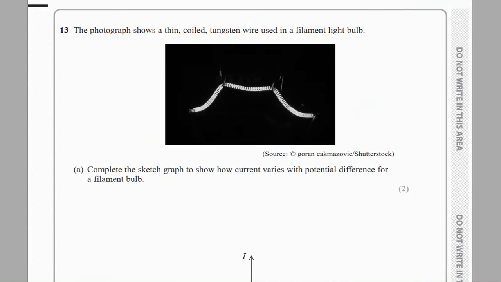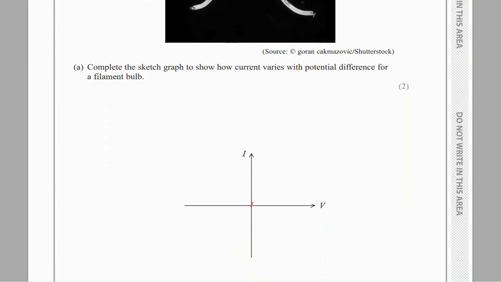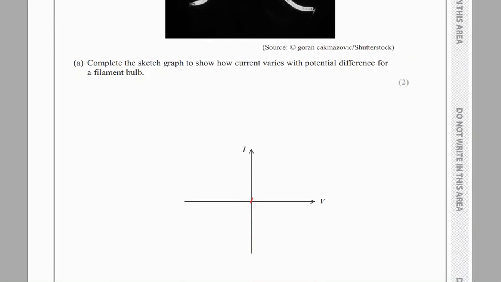Question 13 says, the photograph shows a thin coil tungsten wire used in a filament light bulb. Complete the sketch graph to show how the current varies with potential difference for a filament bulb. My suggestion is always not to memorize the shape because you will get confused. This question is IV. In your exam it might be a VI graph, so it's very easy to get confused. So always remember this phrase.